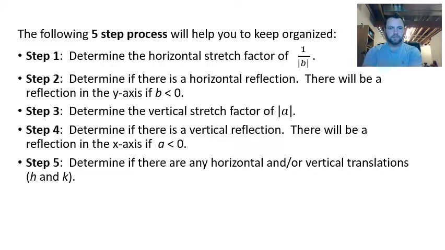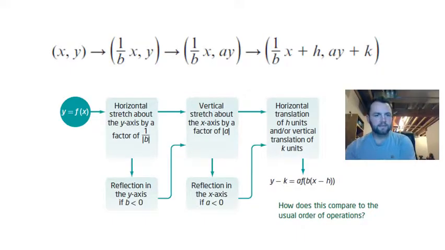Step 3 is determine the vertical stretch factor. And then step 4, determine if there is a vertical reflection, and if there is, we will have a negative a. And then finally step 5 after that is determine if there are any horizontal or vertical translations. And then we had this little graphic that would help us with mapping.